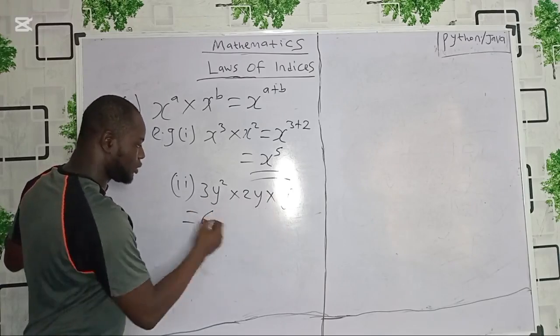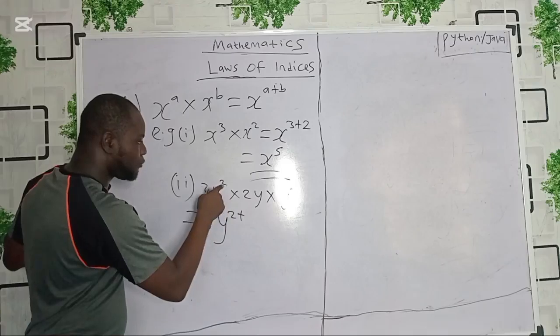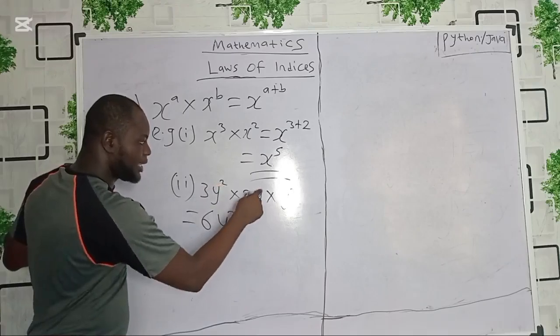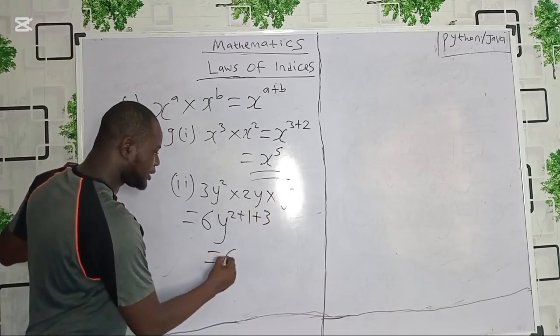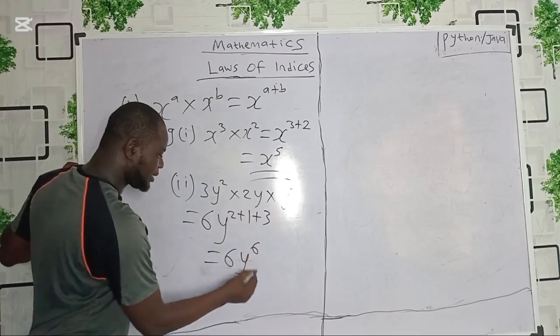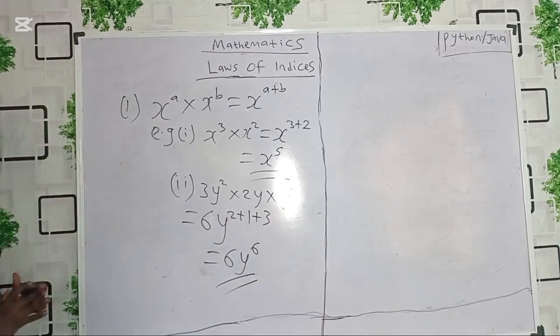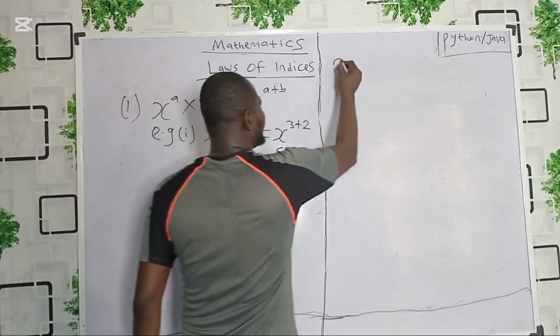Then you can now pick one of the y. Then you can now add the powers. The power of y here is 2, the power of y here is 1, the power of y here is 3. So it will now become 6y raised to power 2 plus 1, which is 3, then 3 plus 3, that is 6. And that is the final simplification. Beautiful. Now let's go to the next law.